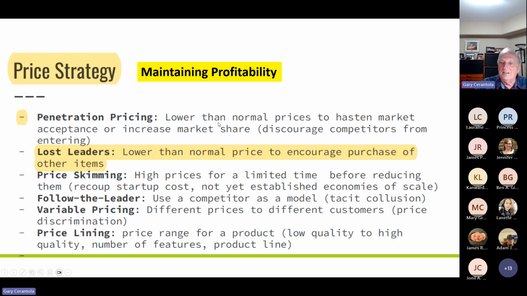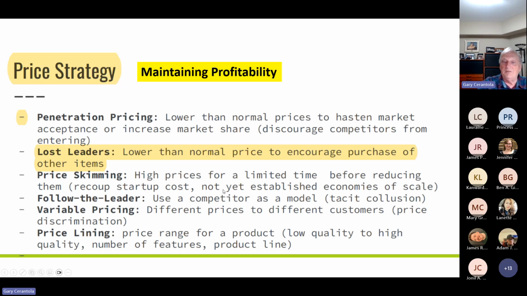Penetration pricing is lower than normal prices when you want to get into a market. If you take a look at what Temu is doing right now to try to get into Amazon's market, their prices are amazing right now. They were even more amazing a year ago. And as they're moving into that market and picking up more market share, you're going to see their prices come up. So that's their penetration pricing strategy.